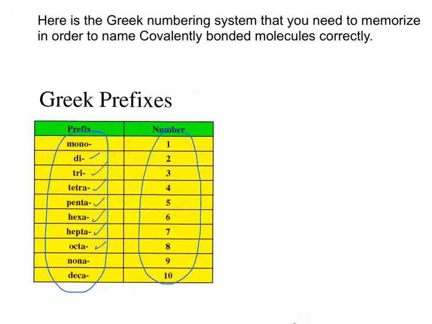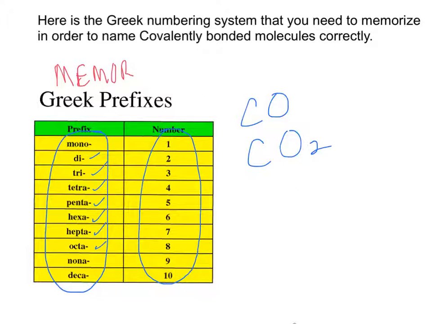You've heard of carbon monoxide, 1 oxygen. You've heard of carbon dioxide, 2 oxygens. So this is how we name these different elements. We use this Greek naming system, and you're going to have to memorize this. I cannot stress that strongly enough. Memorize, because this is a big part of the mandatory pass exam.